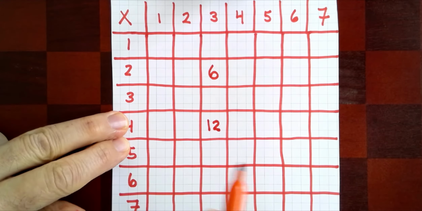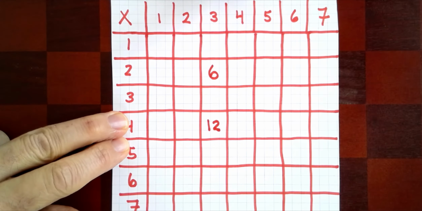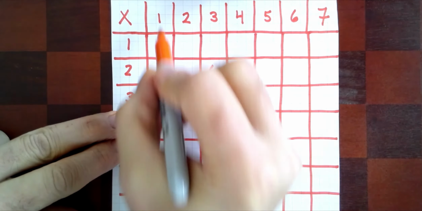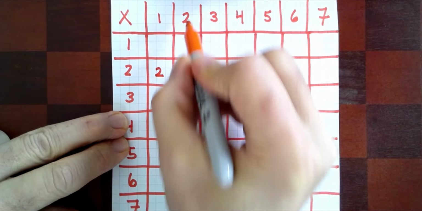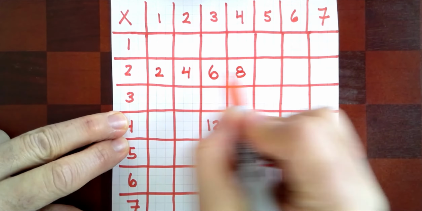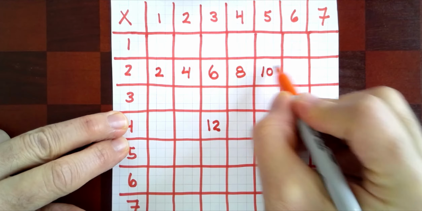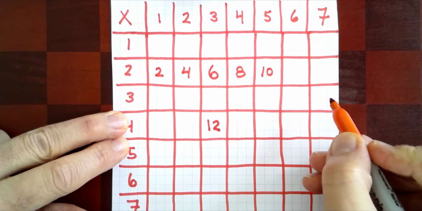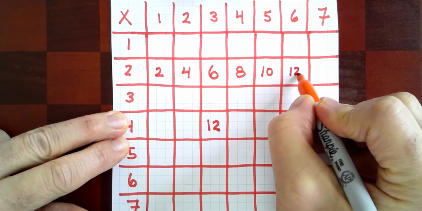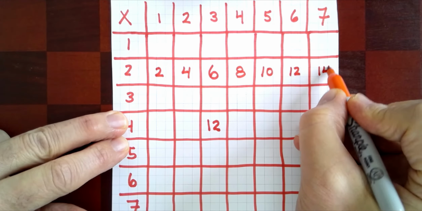If I say 2 times anything, that's just the same as doubling it. So 2 times 1 is 2. 2 times 2 is 4. 2 times 4 is 8. 2 times 5 is doubling 5, so that's 10. 2 times 6 is doubling 6, so that's 12. 2 times 7 is doubling 7, so that's 14.